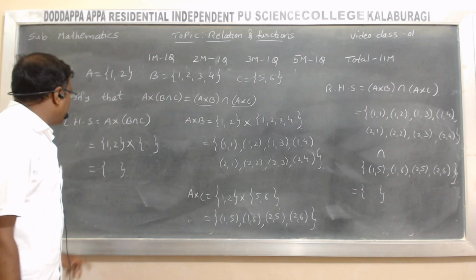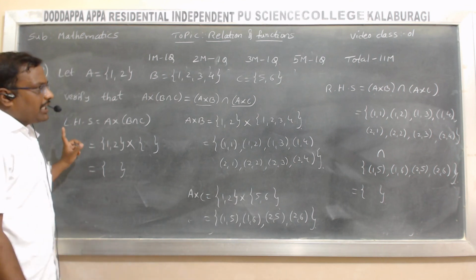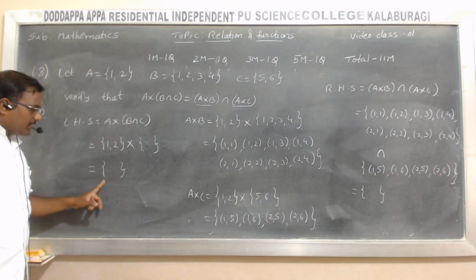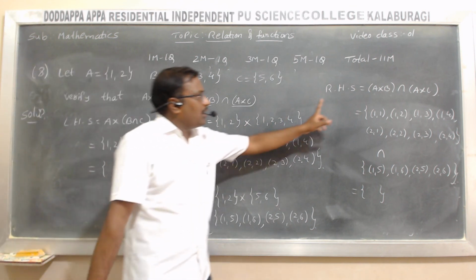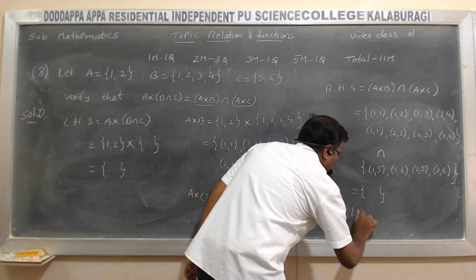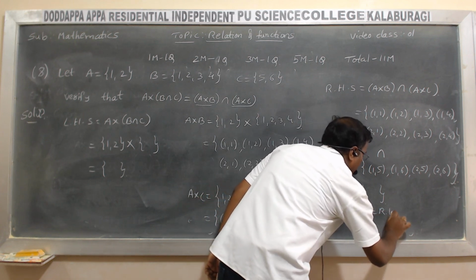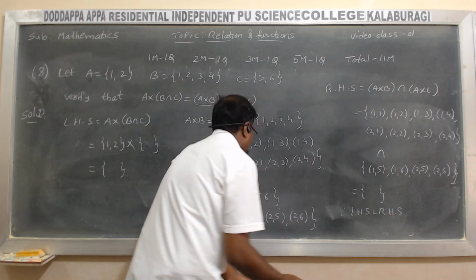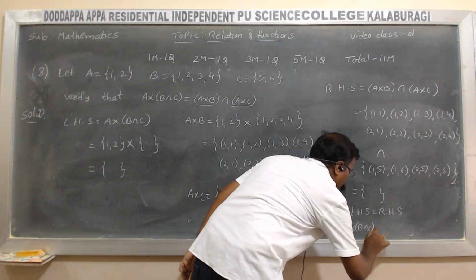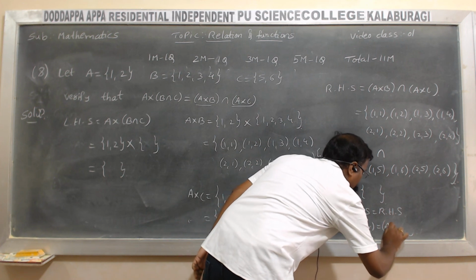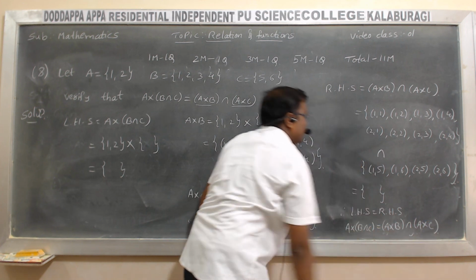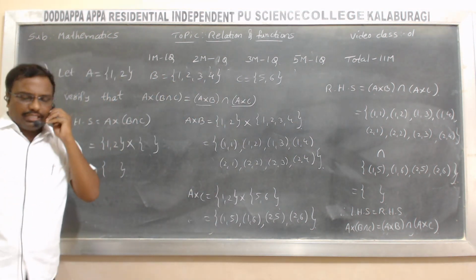Okay. Now check whether the LHS and RHS answers are the same. Yes, for the LHS we get the null set, and the RHS is also the null set. Therefore LHS is equal to RHS, that is A cross (B intersection C) is equal to (A cross B) intersection (A cross C). Verified.